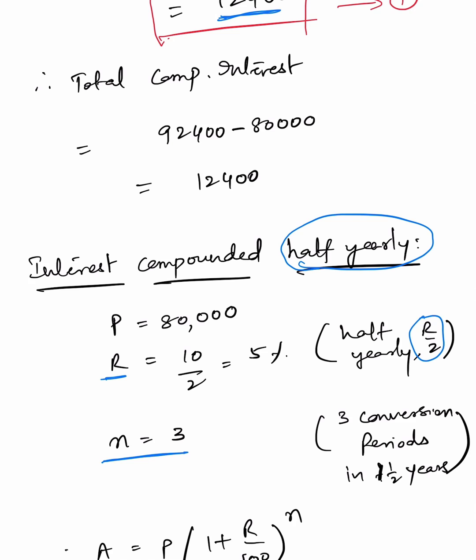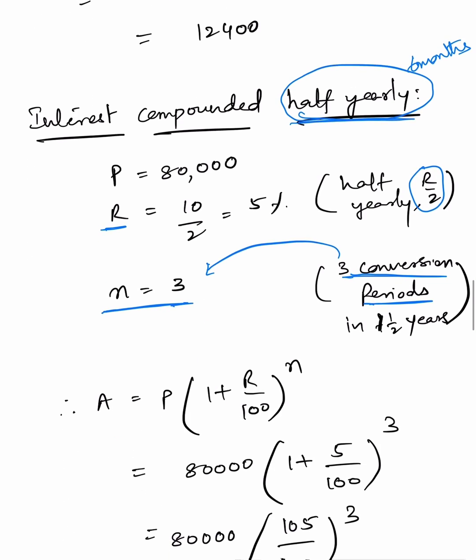Why is N 3? Because if the interest is compounded half yearly, in 1.5 years time, how many conversion periods will be there? What is a conversion period? That means how many 6 months? Half yearly means 6 months. How many 6 months will be there in 1.5 years? 3. So that particular 3 becomes the N here. So 3 conversion periods in 1.5 years. So N is 3. If it is half yearly, the R becomes R by 2 and N is the number of conversion periods in that particular period.